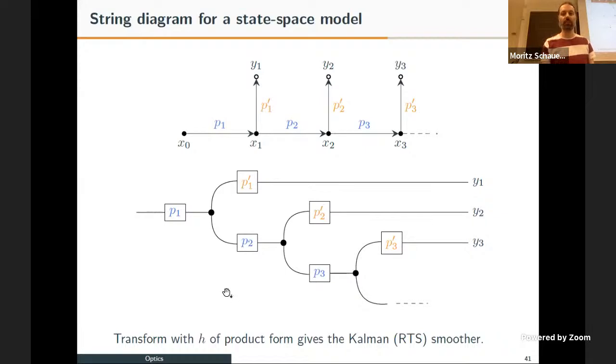If your H is of product form, so if it's a function which is a product of some H1 evaluated in y1 times H2 evaluated in y2, etc., and this will be exactly the case if you have conditionally independent observations, then you can do backward filtering, and you can write down the optical structure where the backward pass is pulling back the H through the kernels, and the forward pass is pushing, and they're doing the left-hand side.